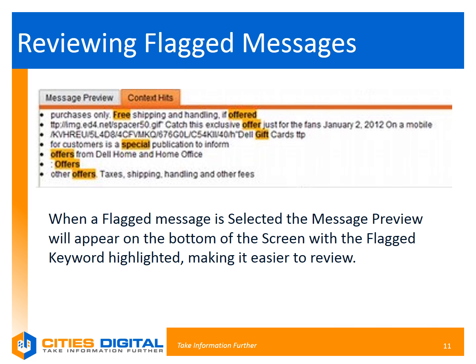When a flagged message is selected, the message preview will appear on the bottom of the screen with the flagged keyword highlighted, making it easier to review and see what context the keyword was used in. You're also able to hover over the flag icon on the message to review if it was a keyword flag or a random sample flag.